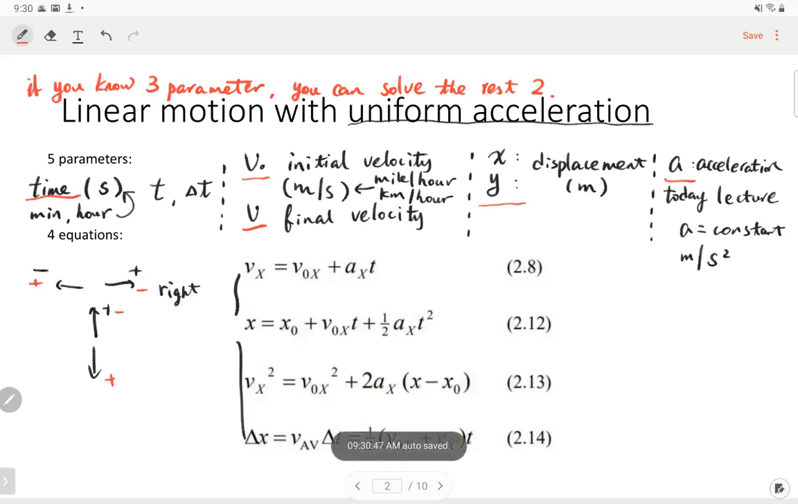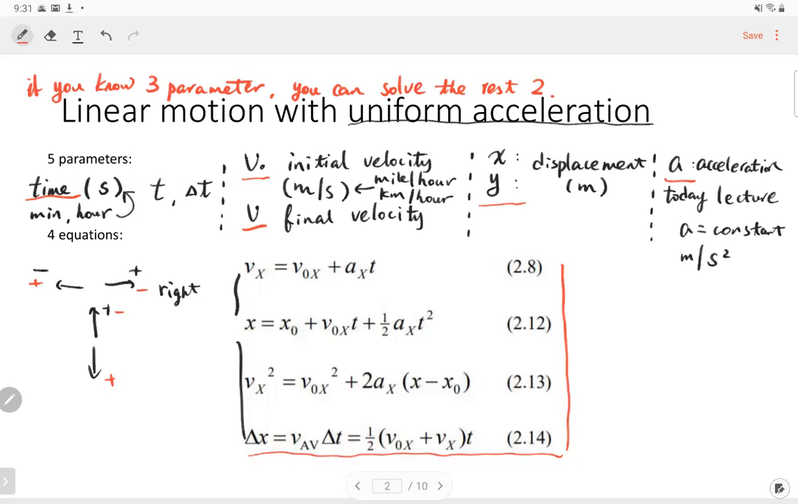And here is how to solve the remaining two parameters. Those equations tell us how to solve for a parameter if we know three of them. And you can check those four equations. Each equation only contains four parameters.